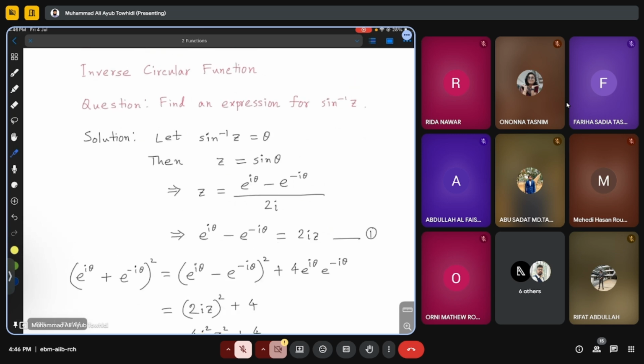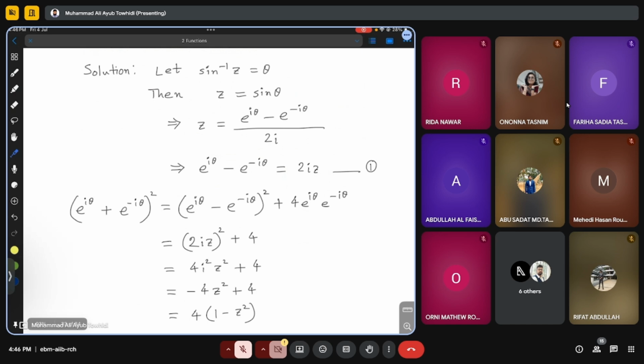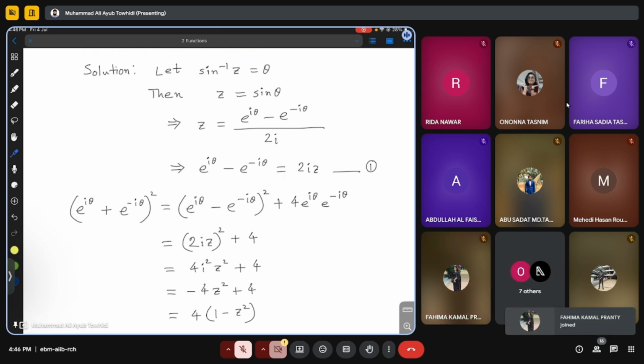So we need to find sine inverse z. That means we need to find theta. So in this equation, try to find theta. Keep the thetas on some side, keep everything on the other side. Send this 2i to this side. So 2iz. Now this can be solved in different ways. Here I have done something.